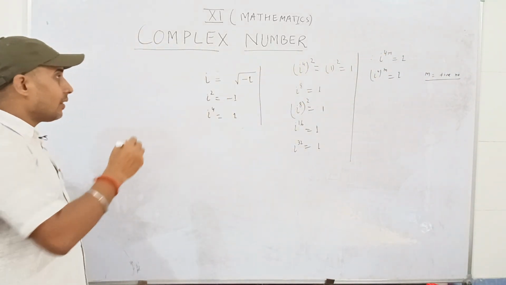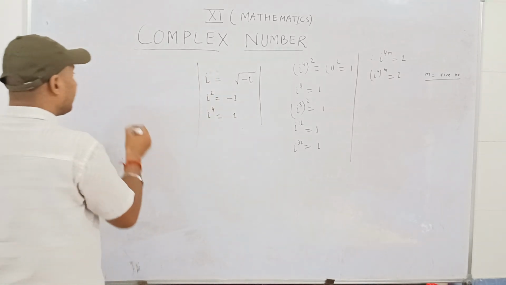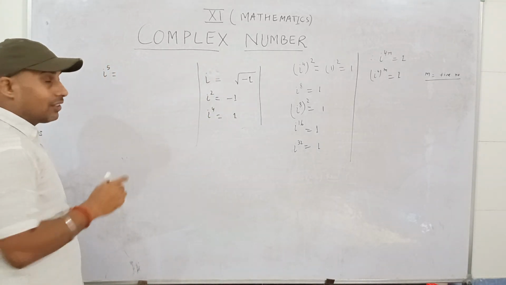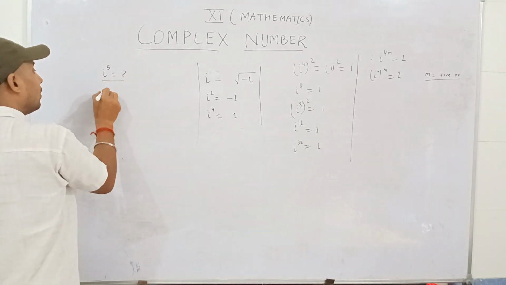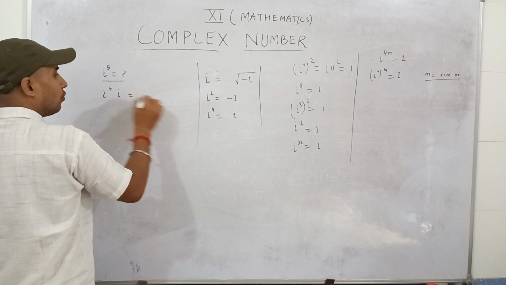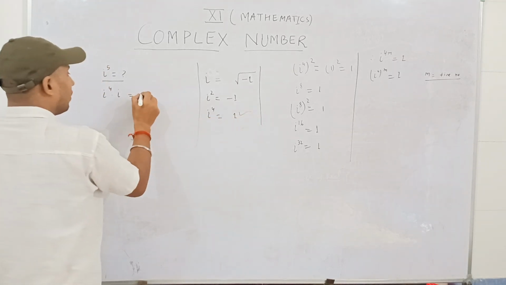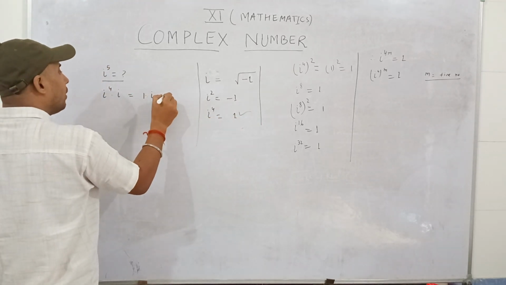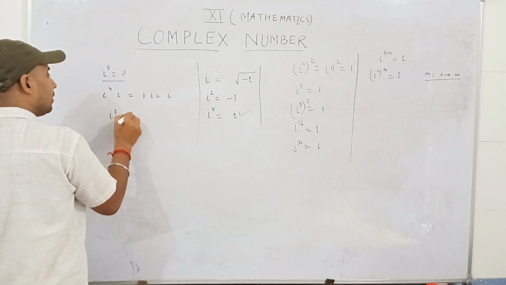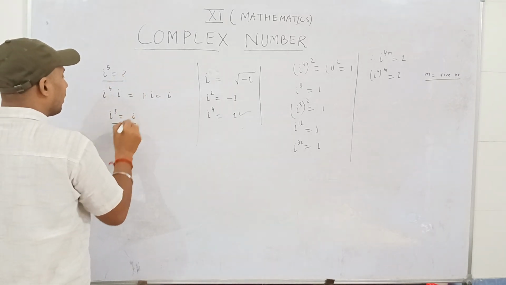If we see here i to the power 5, what is the value of i to the power 5? It is i to the power 4 into i. It means i to the power 4 is 1, 1 into i, it means i. So i to the power 5 is i.